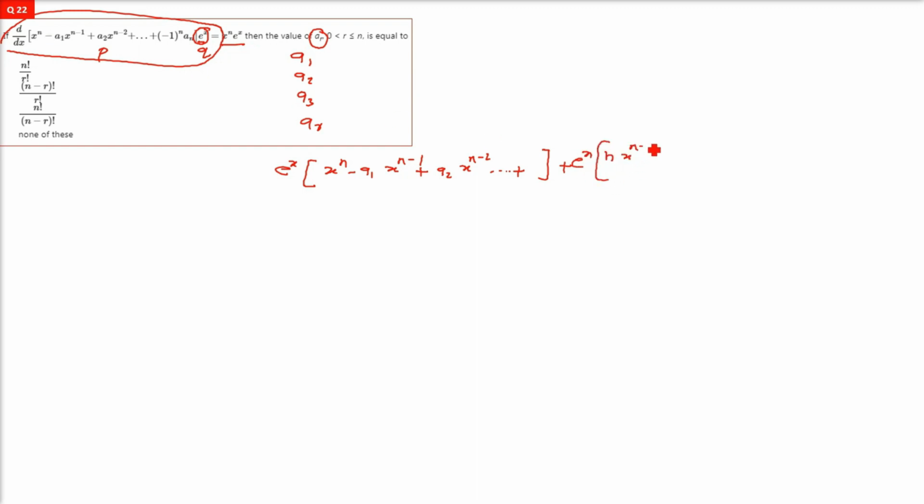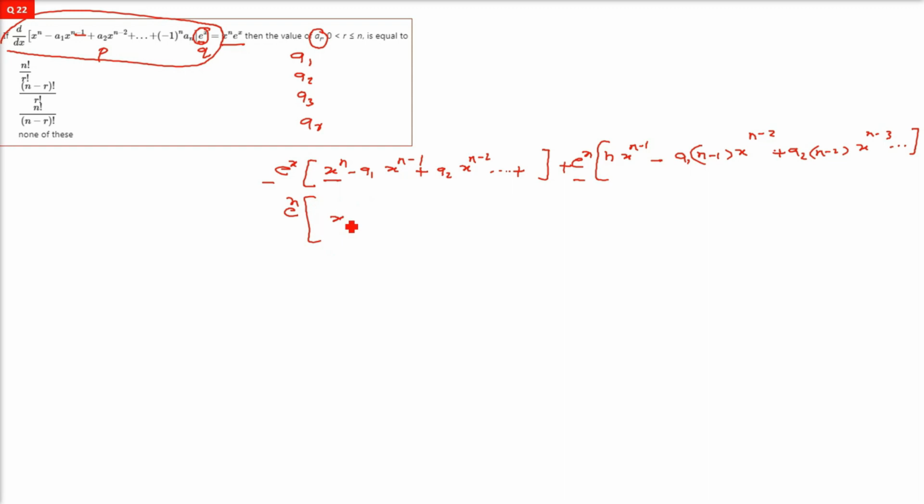X to the power n differentiation is like this, minus a1, differentiation of x to the power n minus 1 is n minus 1, x to the power n minus 1 minus 1, that is n minus 2. Then we have plus. I'm not writing the whole of the term because you will be able to know that there is a pattern which is being followed, right? So I hope you will be able to differentiate all of this. So you need to know the binomial theorem and binomial stuff, because this is what is being applied here.